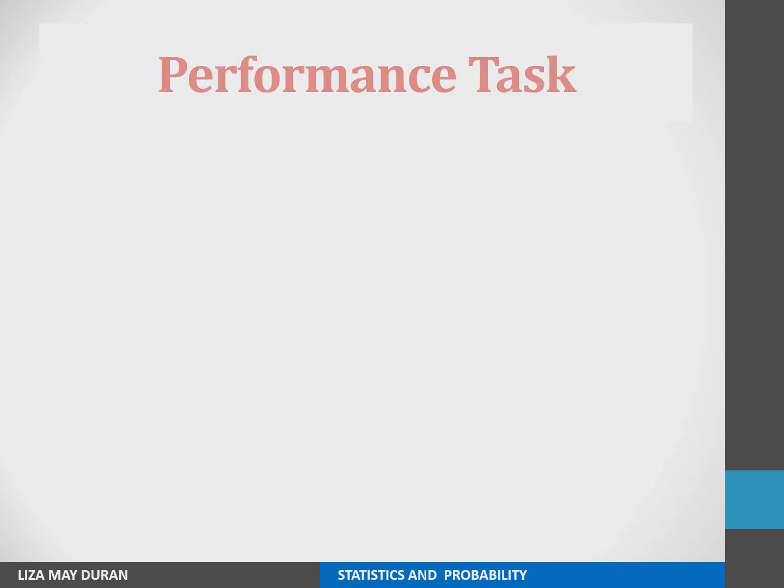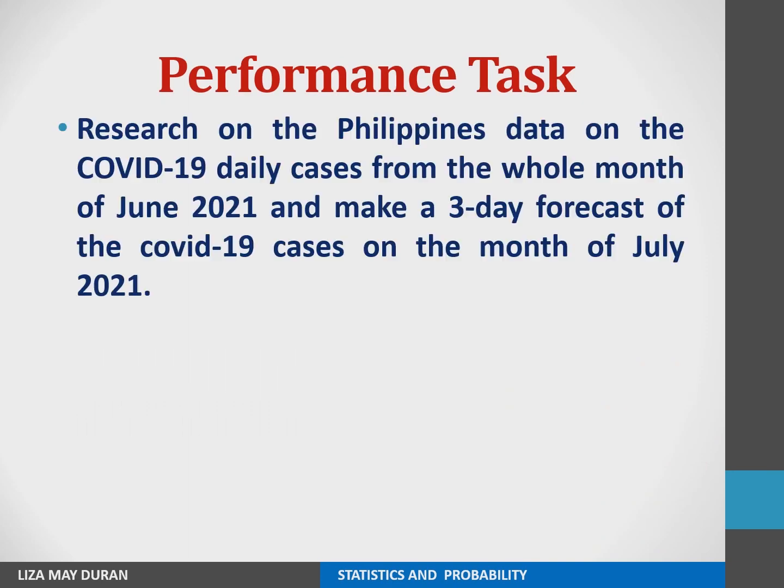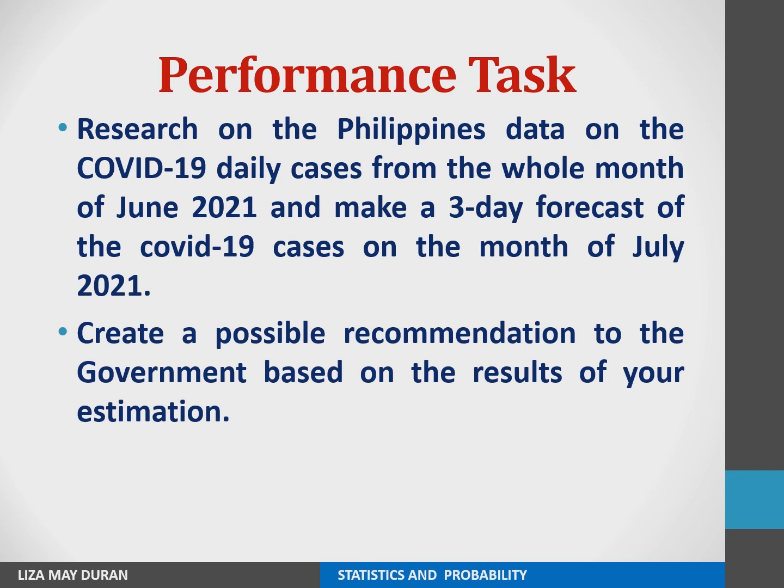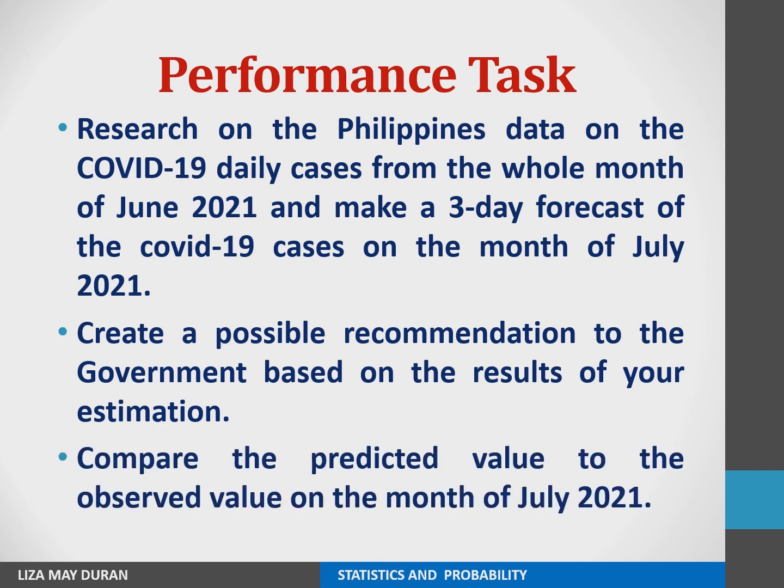So finally, for the performance task, you have to research the Philippines data on the COVID-19 daily cases for the whole month of June 2021 and make a 3-day forecast of the COVID-19 cases for the month of July 2021. After this, you have to create a possible recommendation to the government based on the results of your estimation. And later on, for the purpose of comparison, you have to compare your estimated value to the actual value of the cases for July 2021.